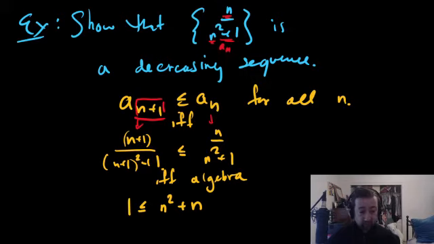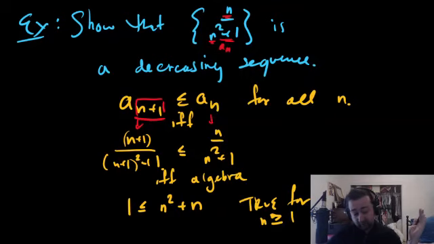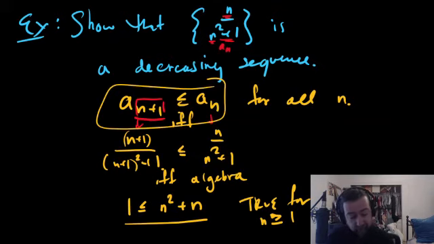And that turns out to be true. This is just true for n bigger than or equal to 1. Remember, n has to be a positive integer, and n squared plus n is always bigger than 1 if you start with 1 and you only put positive integers in. So since this is true, this was true, and since that's true, the sequence must have been a decreasing sequence.